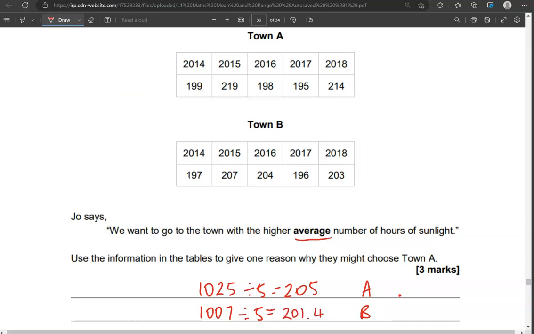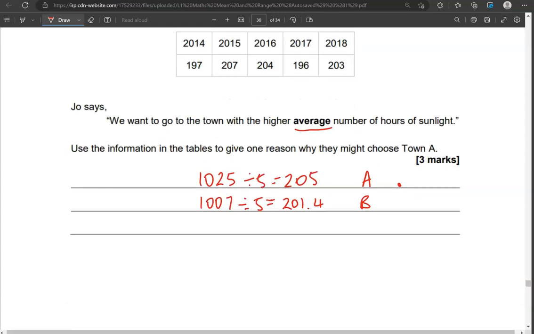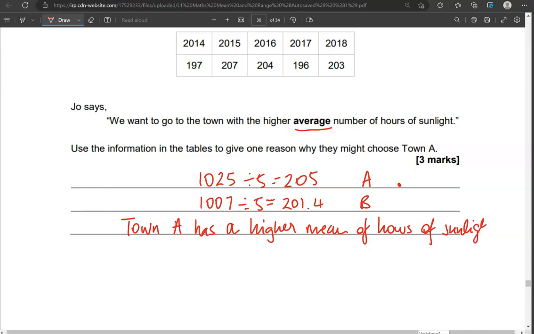So town A has a higher average number of hours of sunlight, and that would be the reason. So we can say town A has a higher mean of hours of sunlight, or higher average.